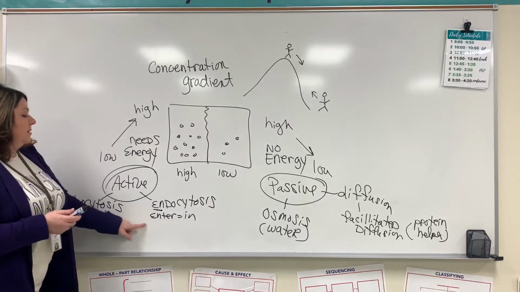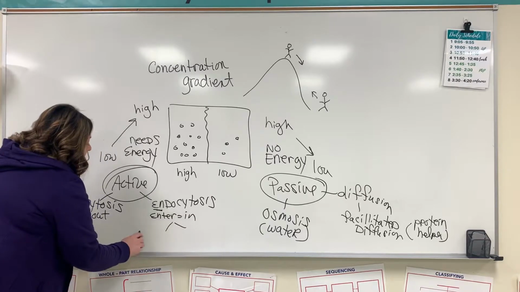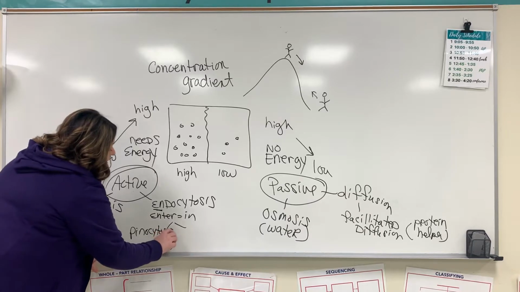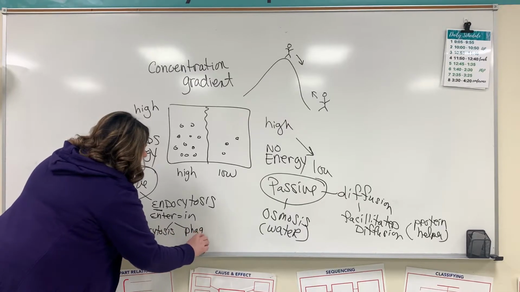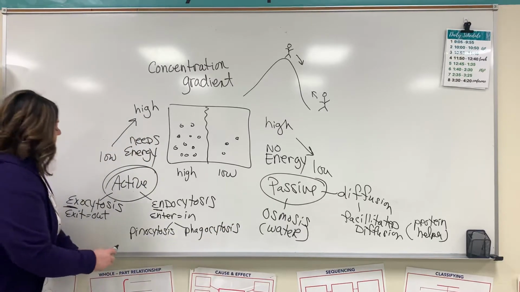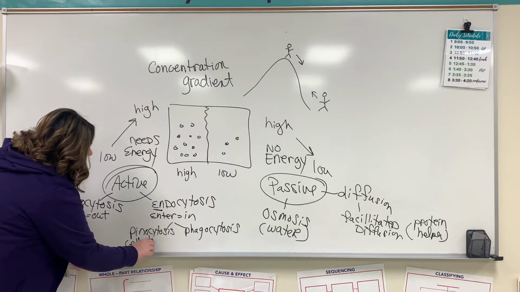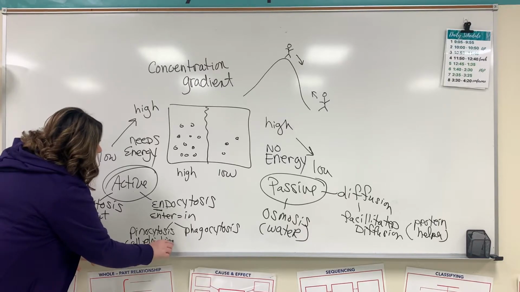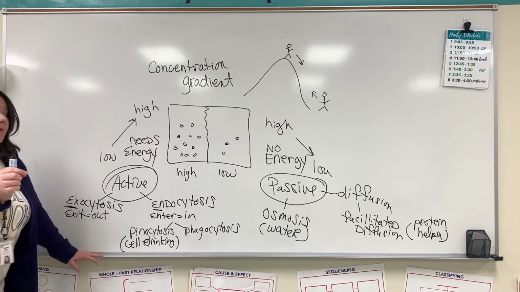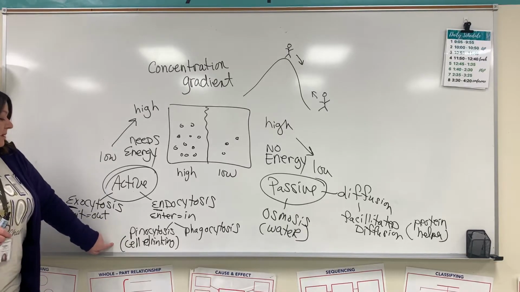You can also talk a little bit about pinocytosis and phagocytosis here when we're talking about endocytosis. So we have pino and phagocytosis. Pinocytosis, we sometimes call that cell drinking, because it's when the cell is taking in really, really small particles or liquids, mostly liquids, okay? So that's why they call it cell drinking, pinocytosis, cell drinking.